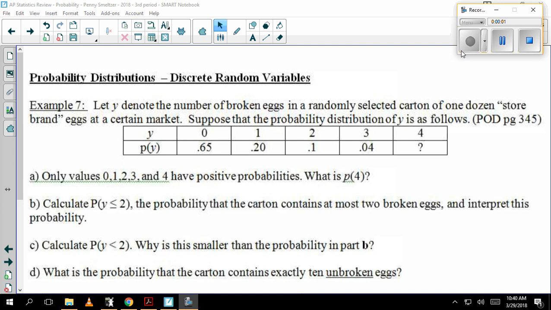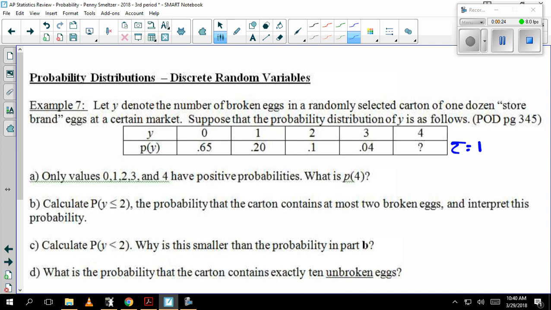Number 7 says X is the number of broken eggs in a randomly selected carton with a dozen store brand eggs at a certain market. Suppose the probability distribution is as follows: 65% of the cartons have no broken eggs, 20% have one broken egg. And if this is all the values, then we know that all of these have to add up to 100%. So this one is going to be 0.01.